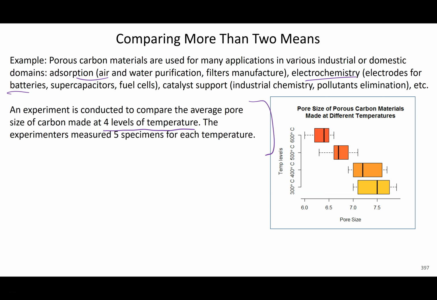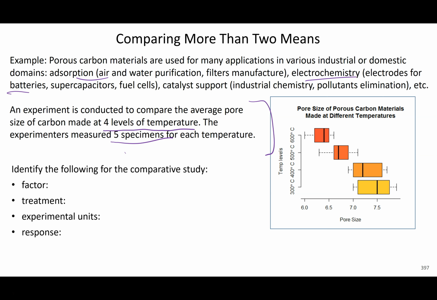And then we are going to measure 5 observations for each temperature. So I'm going to have 5 materials at 300 degrees Celsius, 5 at 400, 5 at 500, and 5 at 600. So I'll have a total of 20 observations.